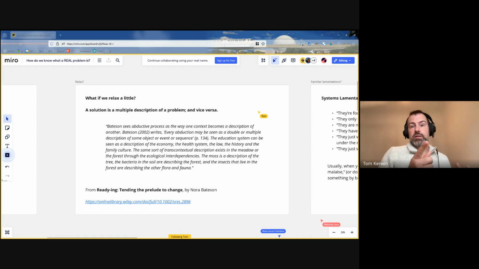And one of the thoughts in this is from Nora Bateson's father, Gregory Bateson, who talked about abductive processes as being descriptions of one another. The example that I really like is the moss is a description of the tree, as the tree is the description of the moss. The bacteria in the soil and the fungus in the soil are describing the forest. And so everything is interconnected in this way.